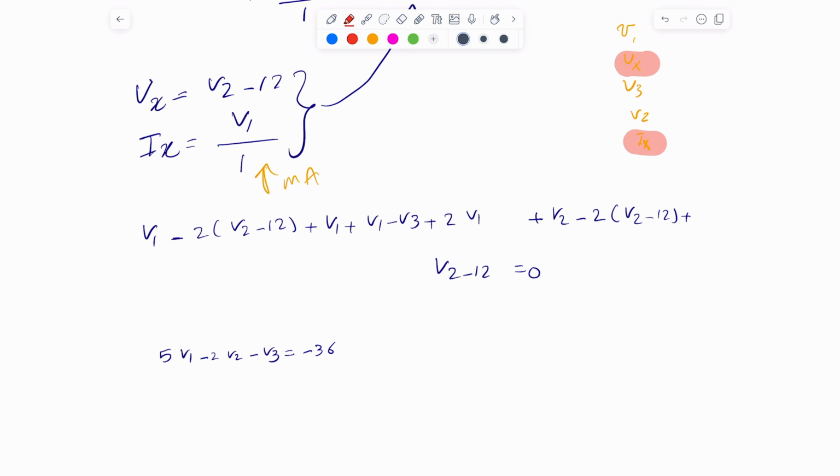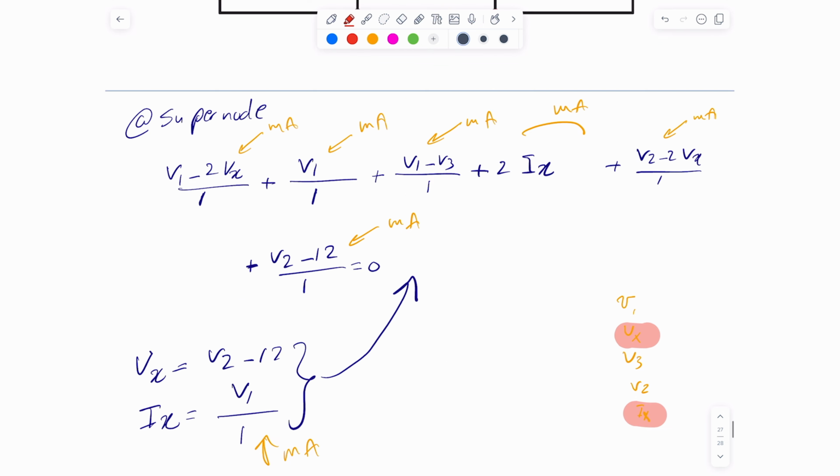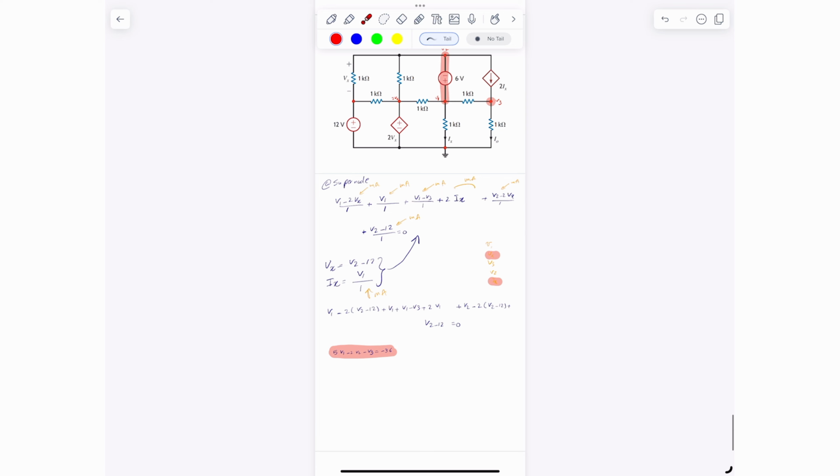After cleanup, this is how this particular equation looked. So we have one equation that has V1, V2, V3. We need a couple of other equations to be able to solve the whole circuit. So what we did is we wrote the supernode equation in here. So let's write the equation for this one in here, which is V3.